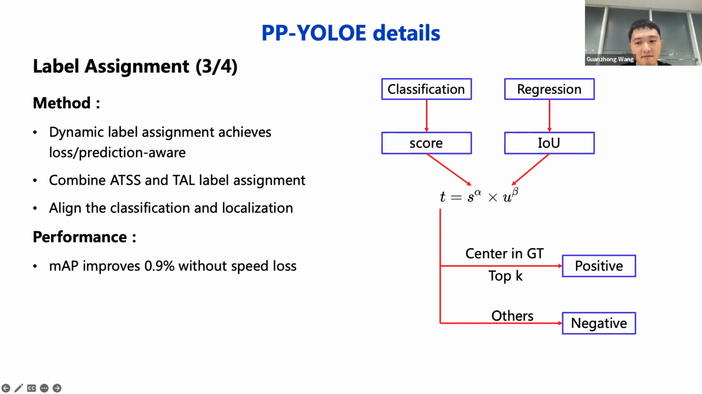Actually, we also investigated the performance using different label assignment strategies. And we found that the static label assignment still works at the early stage of the training. So finally, we combined the ATSS and the TAL strategy together. After that, our mAP improves by 0.9 without any speed loss.